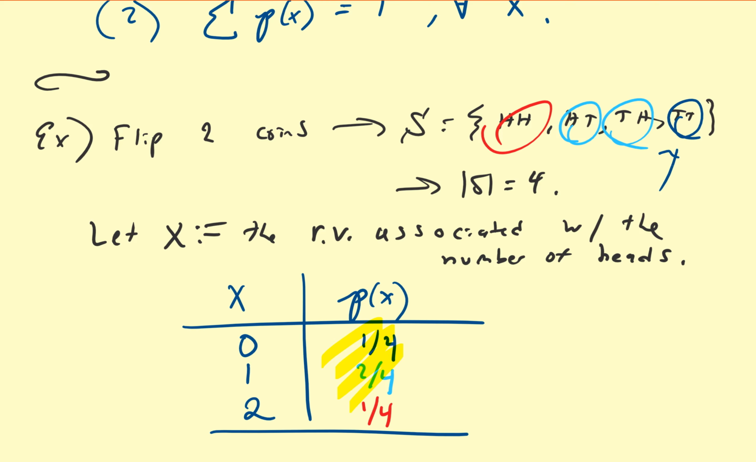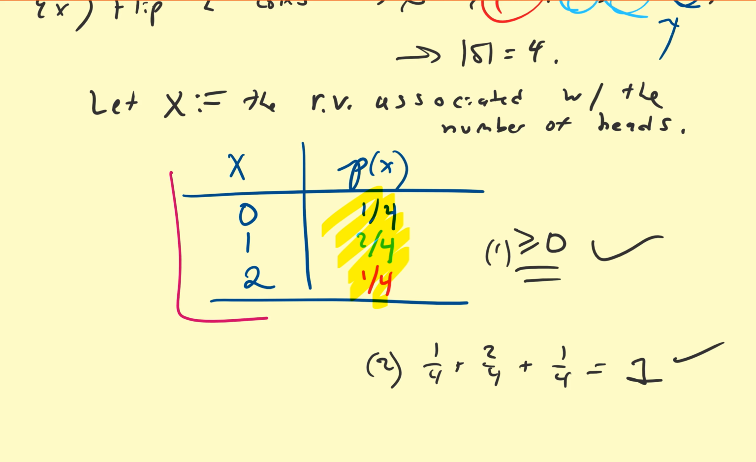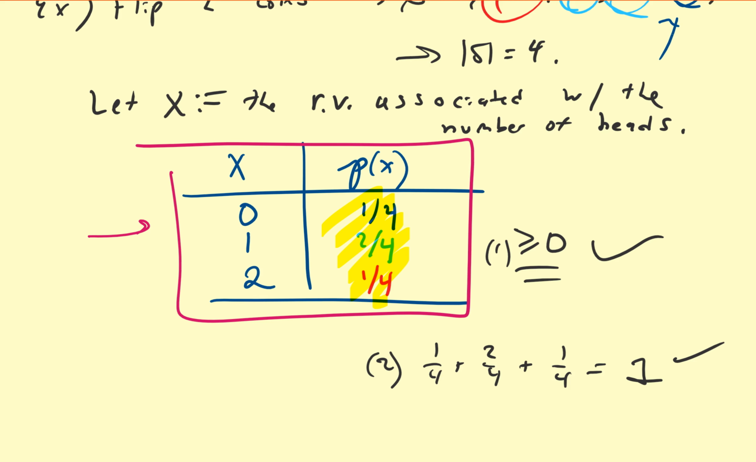So notice that all of these values here, all of them are bigger than or equal to 0. So that property is clearly satisfied. And 1/4 plus 2/4 plus 1/4 is equal to 1 as well. So that's the first property of probability mass functions, and that's the second property. So therefore, this is the probability mass function table.